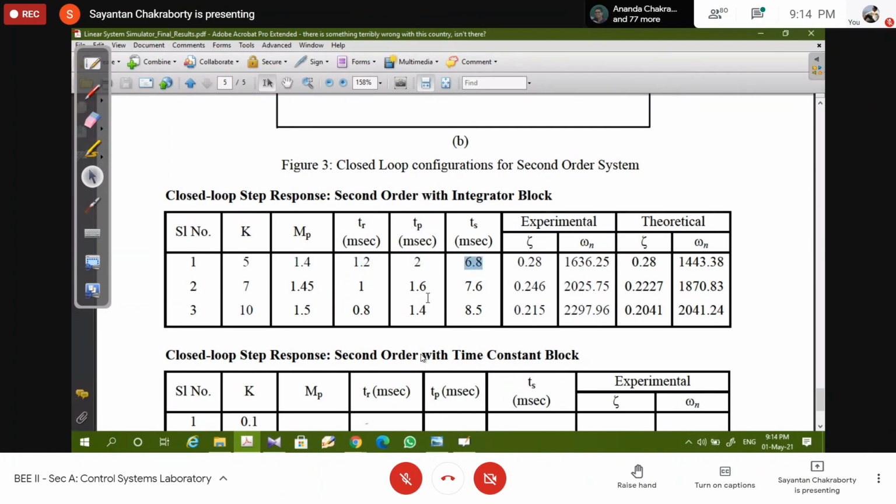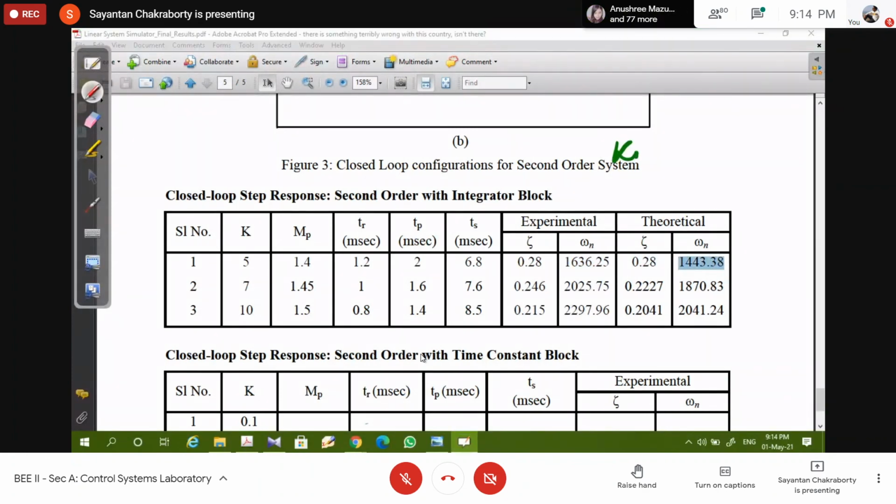We have calculated this data from the CRO graph. From that, we've calculated zeta and omega n. And this zeta and omega n can be calculated based on the theoretical result, because all these values, K1, K2, K3, T1S, T2S plus 1.